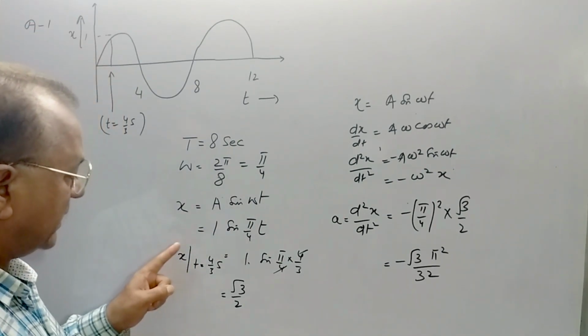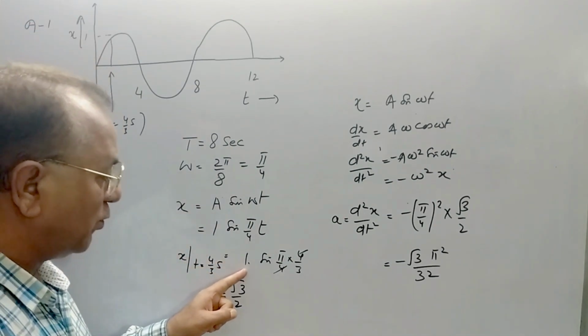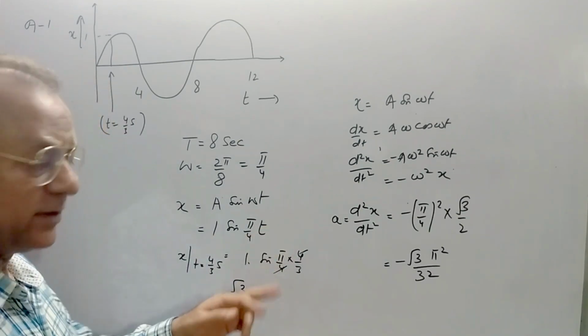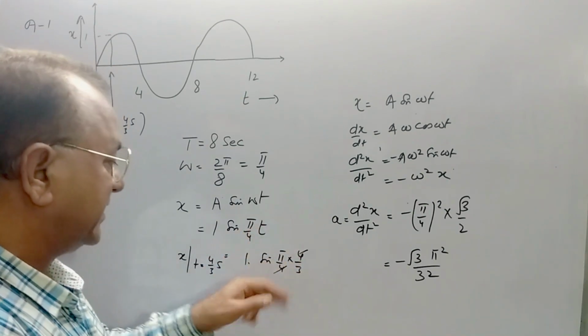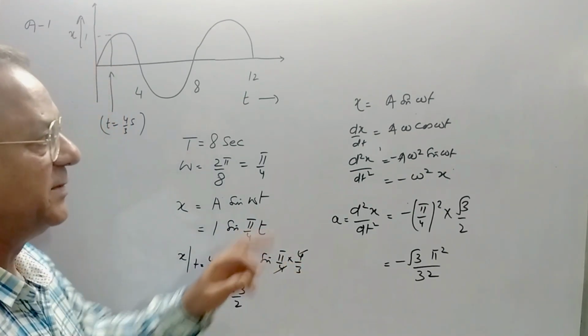Now x at t equal to 4 by 3 seconds is equal to 1. It is in centimeter but doesn't matter because we are not bothered so much about units. Sin of pi by 4 into 4 by 3, pi by 3, sin pi by 3 is root 3 by 2.